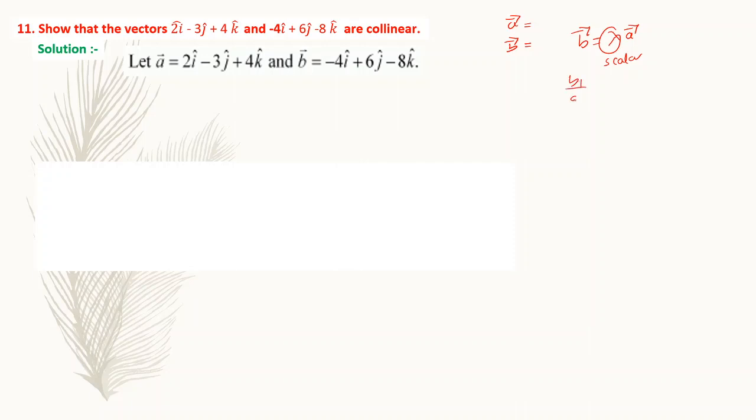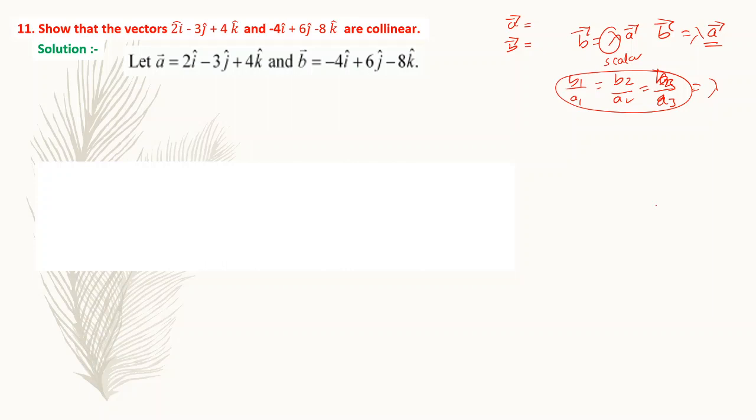Or B1 by A1 is equal to B2 by A2 is equal to B3 by A3. If this is equal to lambda, then also you can say it's collinear. Okay, so any one vector should be equal to the product of a scalar and the other vector. This way also you can find out whether the given vectors are collinear or not.